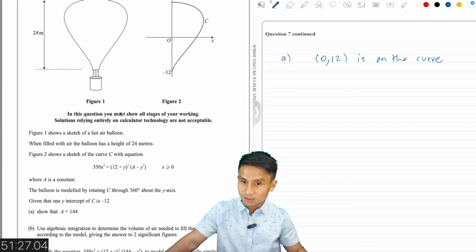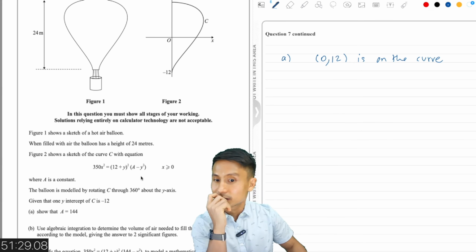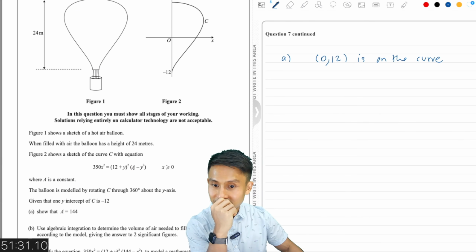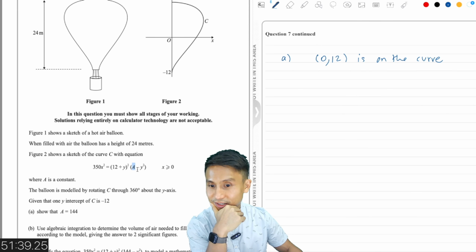So that means, it feels like this should also be 12, basically. Hang on. 12 and minus 12, I think it should be. Oh no, it's 1. Okay, hang on. Let me think about that a bit.